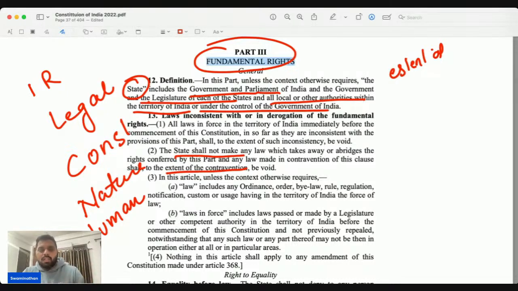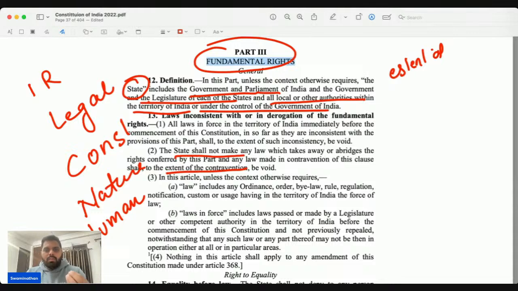The state cannot do anything after the constitution has commenced. So if there is any law made by the state that violates the fundamental rights, it is liable to be declared unconstitutional. Now, to what extent? To the extent of that contravention. Herein you include the doctrine of severability. You have to sever the consistent provisions from the inconsistent provisions, and those provisions of the law which are inconsistent with the fundamental rights will be declared void.